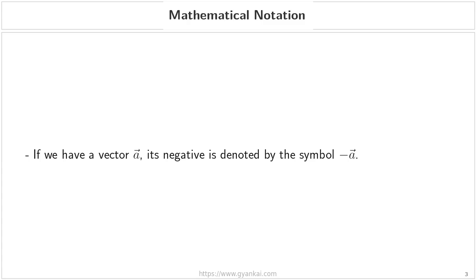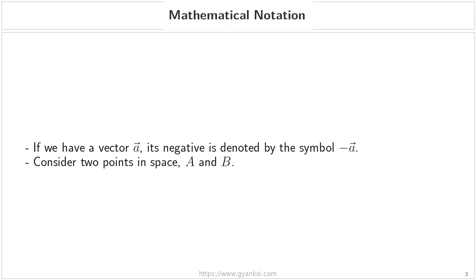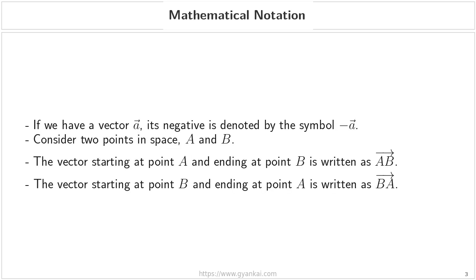Mathematical notation. If we have a vector, which we'll call A with an arrow on top, its negative is written simply by placing a minus sign in front of it, like this. Negative A. It's a very straightforward way to show that the direction has been flipped. To see this in action geometrically, let's consider two specific points in space, which we will label point A and point B. If we draw a vector that starts at point A and ends at point B, we denote this as vector AB. This represents our original movement or direction.